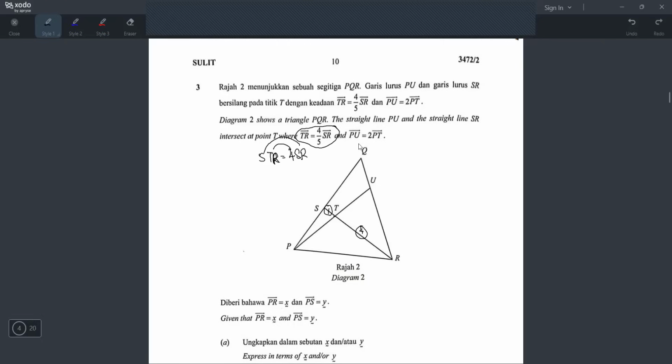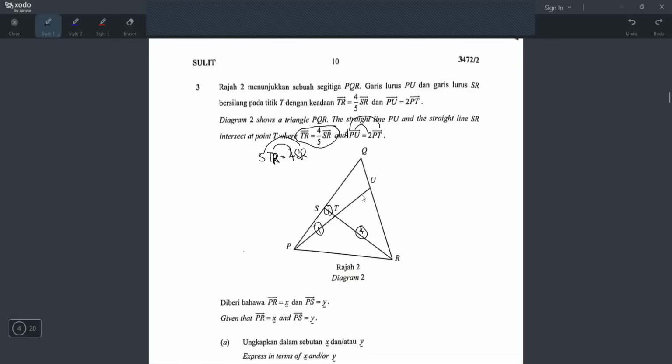PU equals 2 PT. You teach me how to read the ratio. If there's no number here, what does it mean? 1, right? And how do you want to read? Dalam dengan dalam, luar dengan luar, like a rainbow. PU is 2, PT is 1, right? So the PU ratio is 2, PT ratio is 1. That's what it means. So PU, the whole thing, ratio is 2, and then PT ratio is 1.